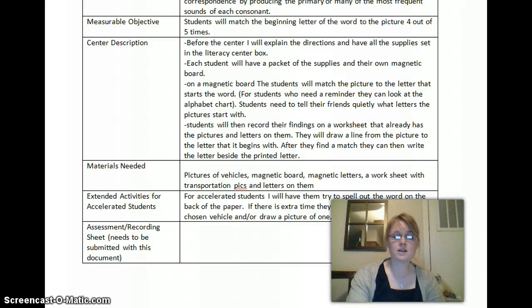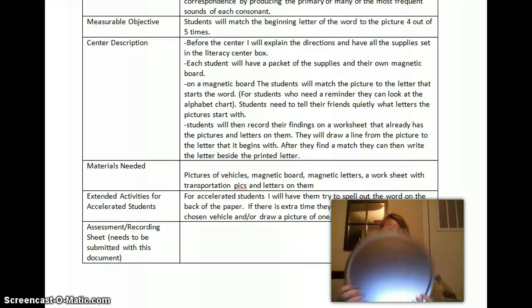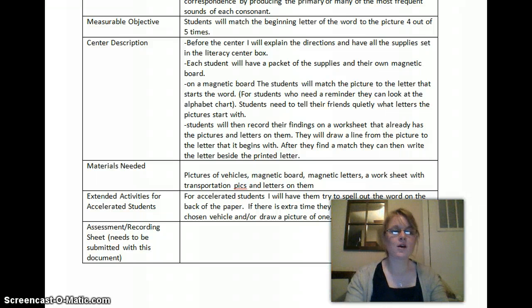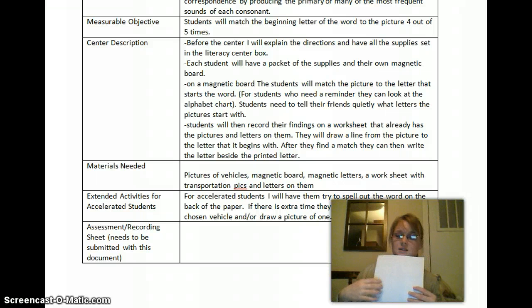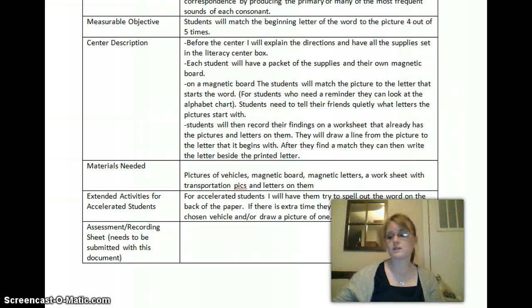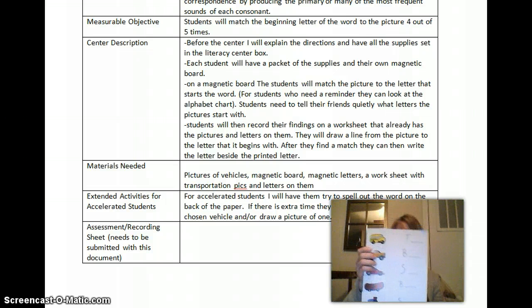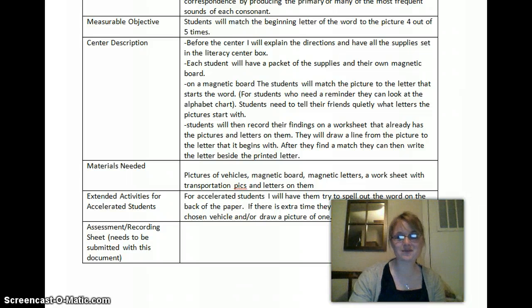The materials needed would be flashcards or pictures of vehicles, alphabet letters, and a worksheet. They'll also need a pencil and a magnetic board, or in this case, a cookie sheet. For the extended activity, the students will try to spell out the word on the back of the paper using their sounds, and they can use the alphabet chart to find the sounds if they get confused. My printer wasn't working, so I had to make my own worksheet. So that'll work for now.